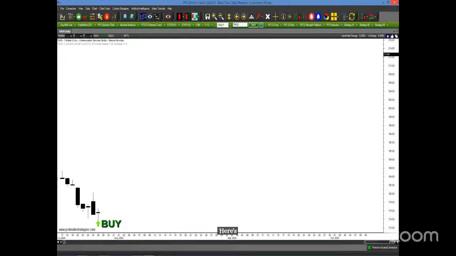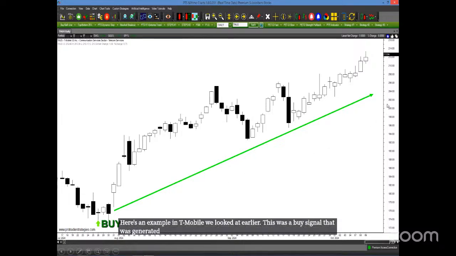Here's an example in T-Mobile we looked at earlier. This was a buy signal that was generated, and coming into this last week, it was up, I believe, close to 40 points.